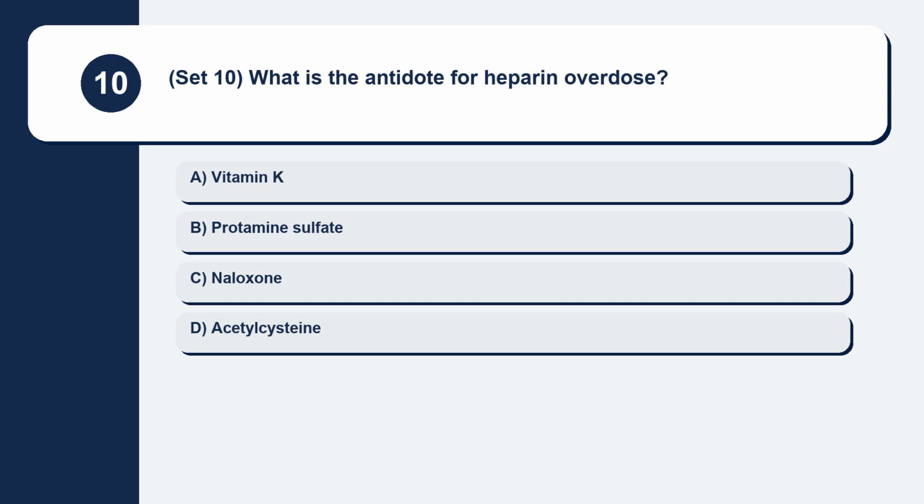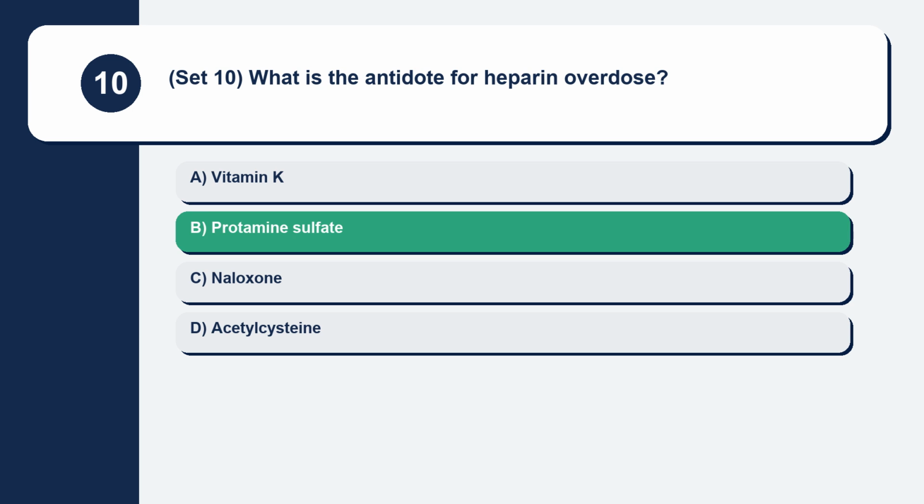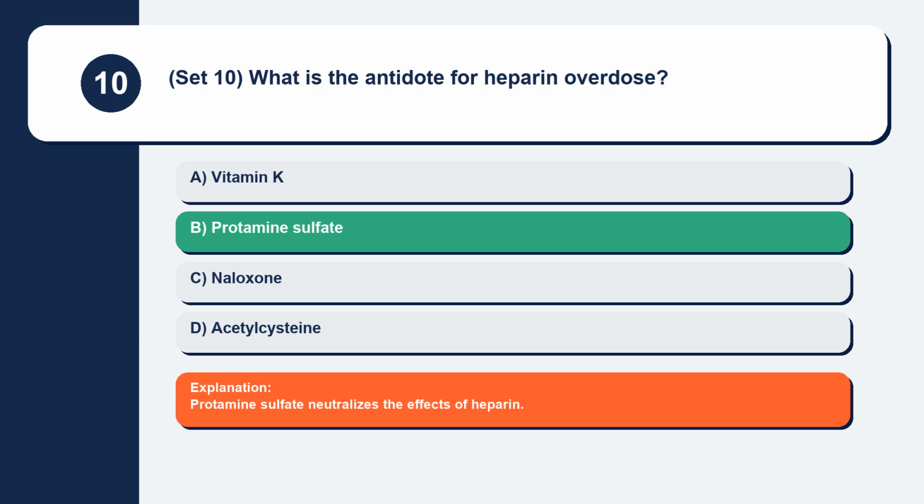Question 10. Set 10. What is the antidote for heparin overdose? Vitamin K, protamine sulfate, naloxone, acetylcysteine. Protamine sulfate neutralizes the effects of heparin.